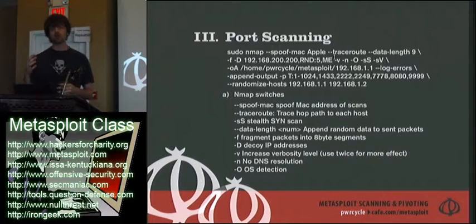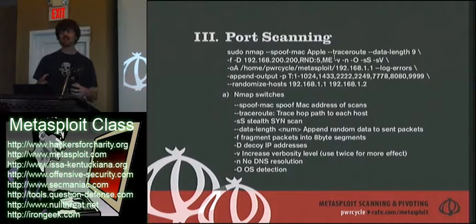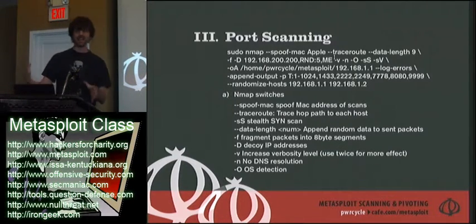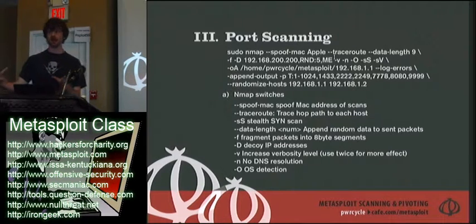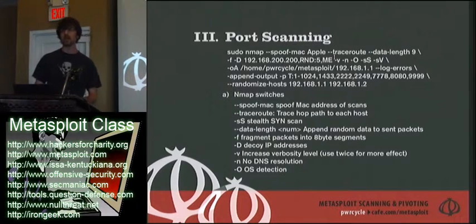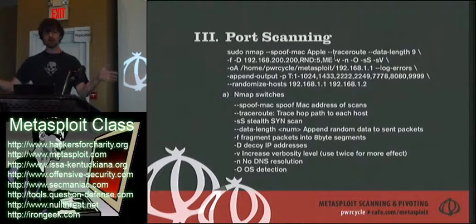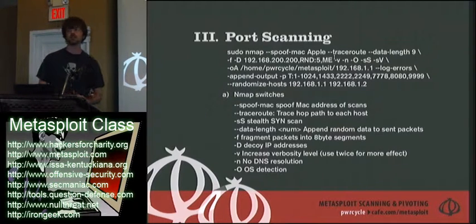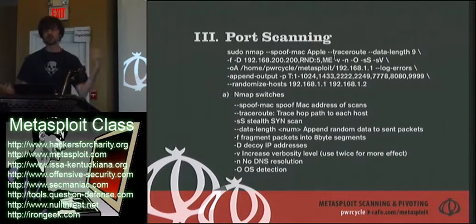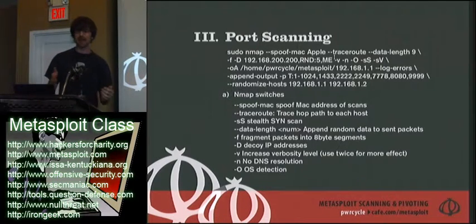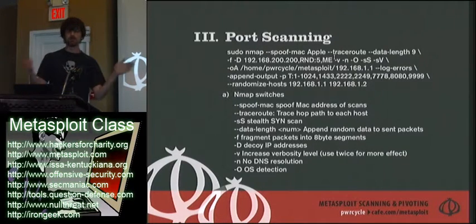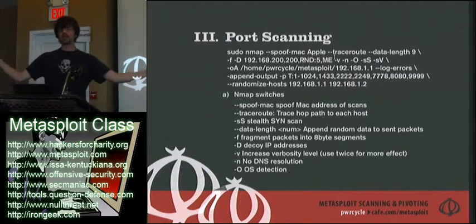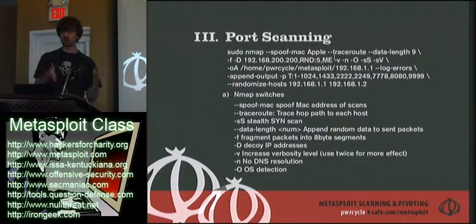Next one, data length 9. In an effort to hide its scan, Nmap will add extra data on the end of any packet it sends to confuse any analyzer that's trying to read those packets. The data length is how big the random bytes are on the end of it. You can set it for anything. Just from my experience, if I added 9 on it, that would fill out an entire TCP packet without making a second packet for that one scan that I was doing.